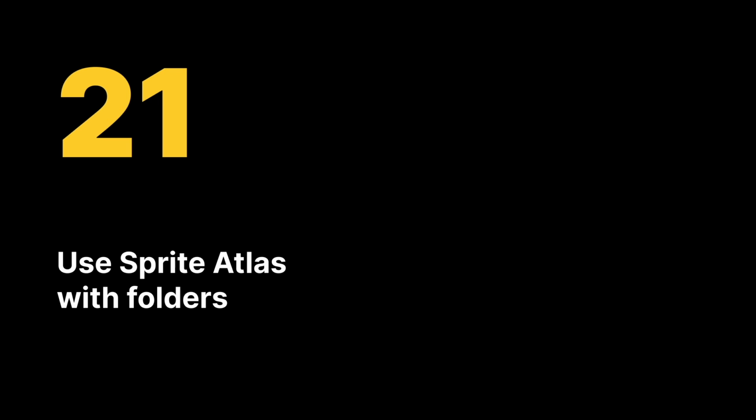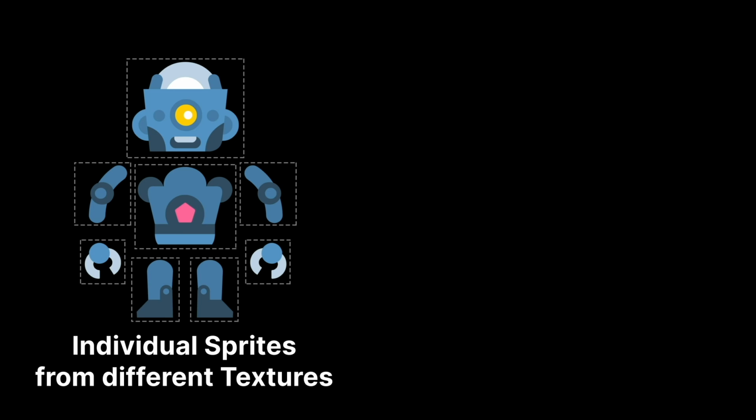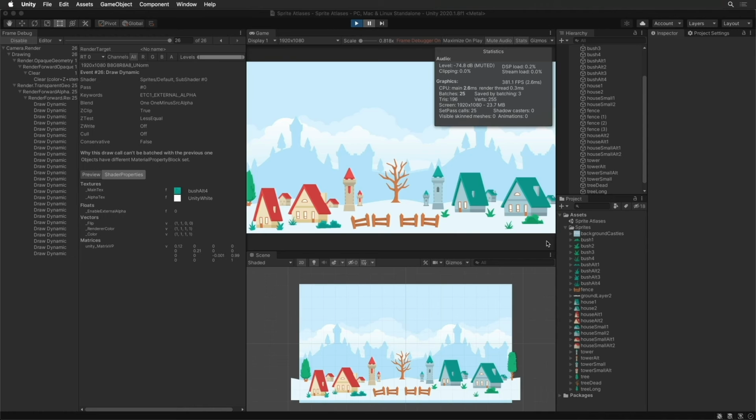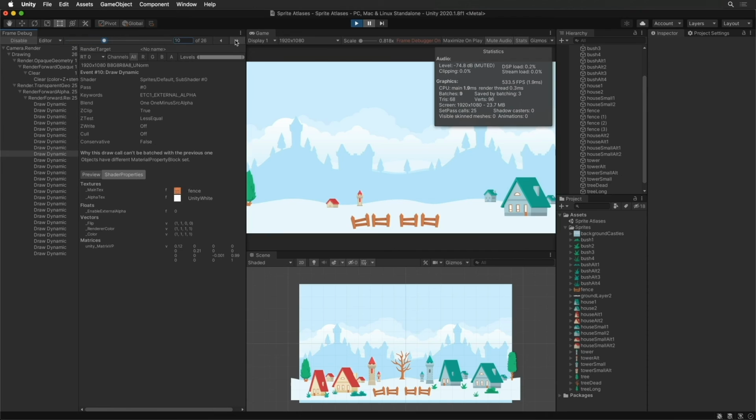A sprite atlas is an asset that packs several sprites into a single combined texture. Unity can then use this single texture to increase performance by issuing a single draw call instead of multiple draw calls for each sprite. In this example, we have an environment with a background and multiple props. As we can see in the frame debugger, each sprite is drawn on a separate draw call.